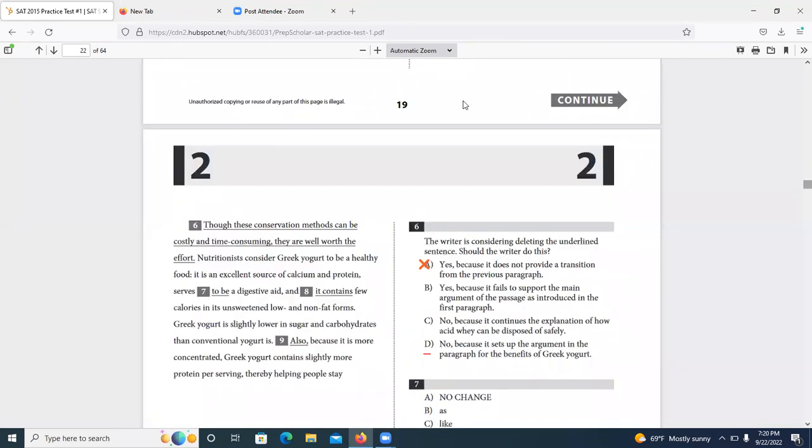So yeah, we're gonna cross out B. No, because it contains the explanation of how acid whey can be disposed of safely. No, it does not. So we're gonna cross out C as well. That leaves us with D for number 6.